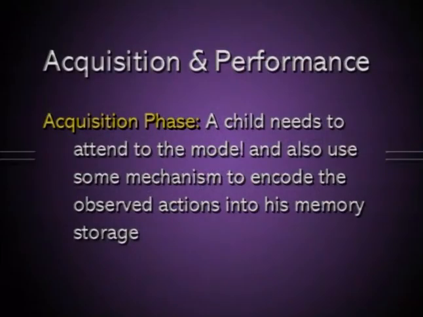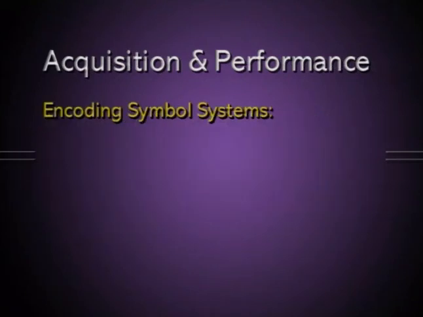During the acquisition phase, a child needs to attend to a model. The child not only needs to attend to the model, to watch what's happening, the child needs some mechanism to encode the observed actions, to put these actions in his memory storage. You see, Bandura is getting more and more cognitive, talking about the internal processes. Bandura believed there are two main symbol systems that a person uses to encode the observed information.